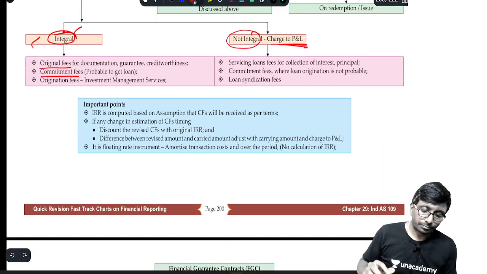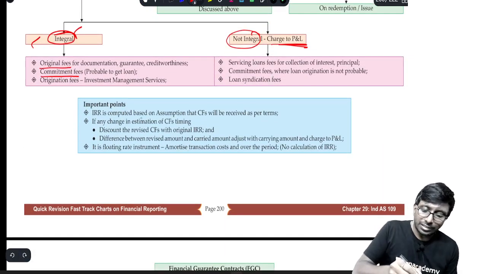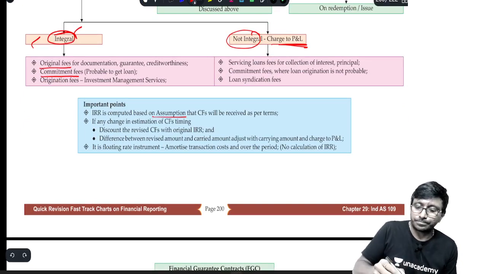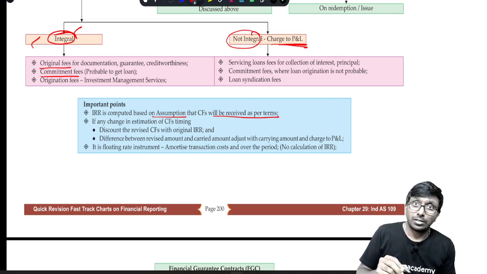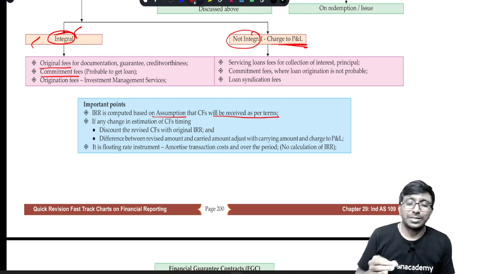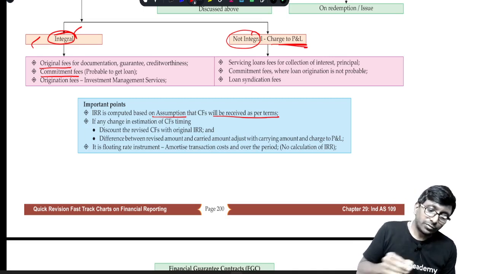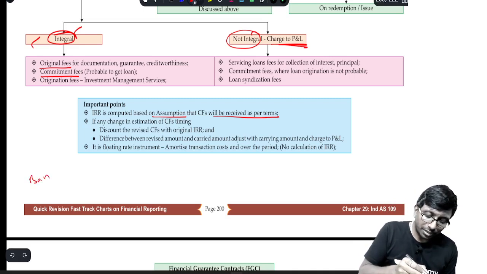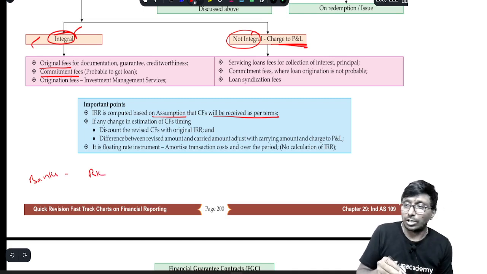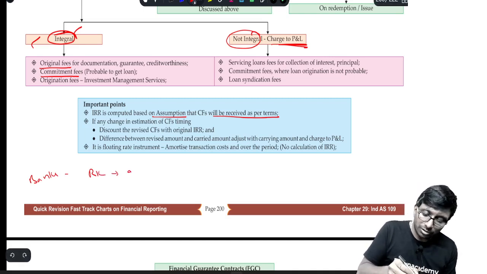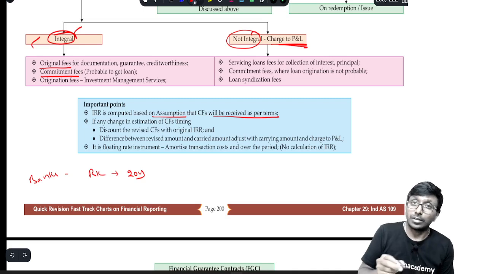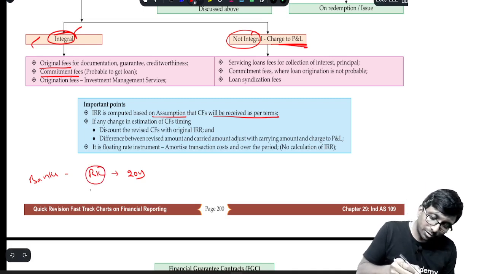Next. IRR is computed based on the assumption that cash flows will be received as per the terms. Basically, it is supposed to be based on your expectation. See, if you look at it from the banker's angle, the banker gives a loan to Ravi Kanth, a 20 year loan. Like Ravi Kanth, they must have given loans to 1 lakh people.